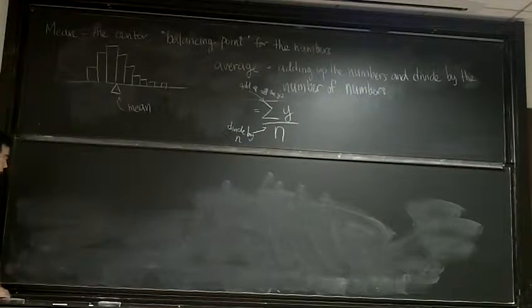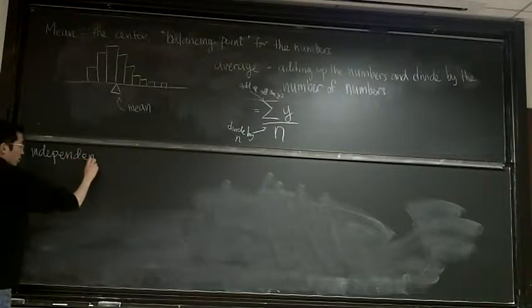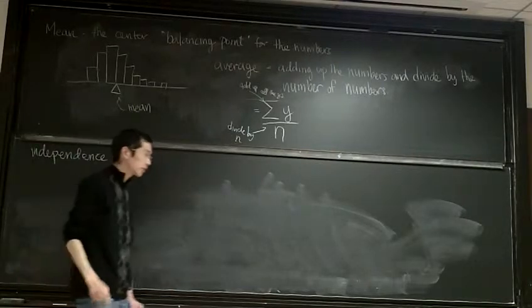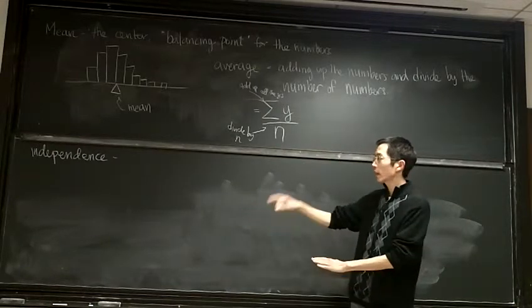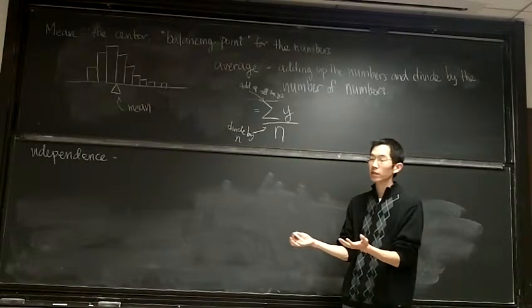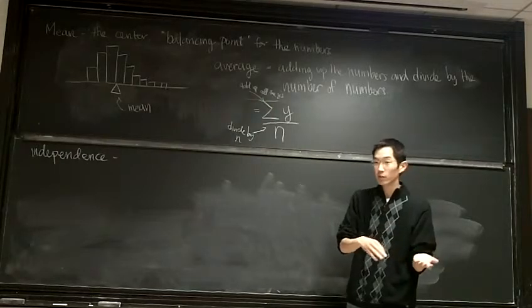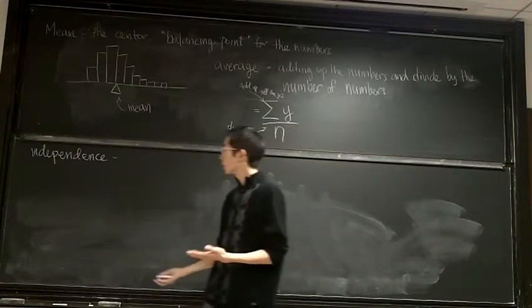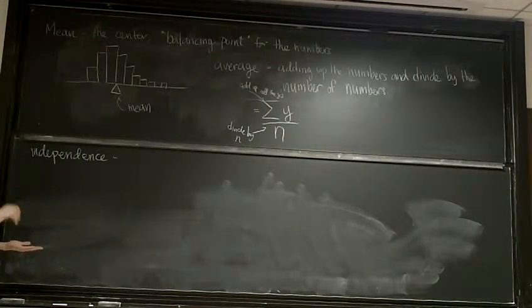Okay, so independent. We haven't really gotten into this, but the idea of independence is that what happens in one variable does not have an effect on the other variable. If we say two variables are independent, that means what happens to one variable does not influence what happens to the other variable. If they are not independent, if they are dependent, then altering one would have an effect on the other variable.